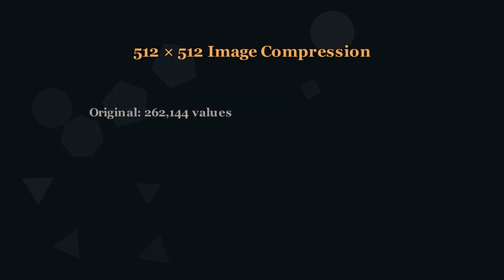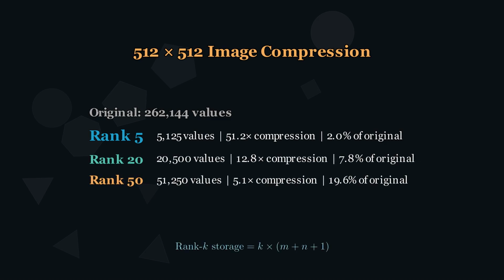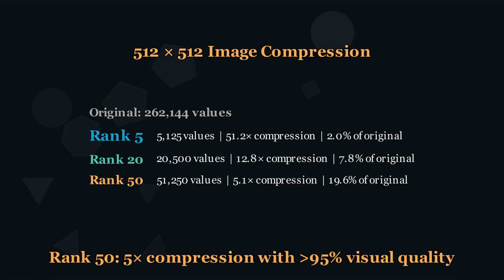Now imagine a real image. 512 by 512. That's 262,000 values. At rank 5, you store only 5,125 values, a 51 times compression. At rank 50, 51,250 values, 5.1 times compression, and the image is visually almost identical to the original. This is the power of SVD. Real-world data is compressible because singular values decay.